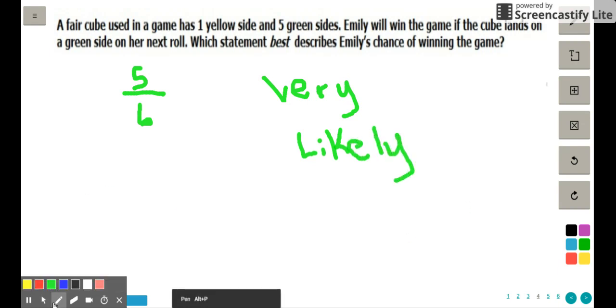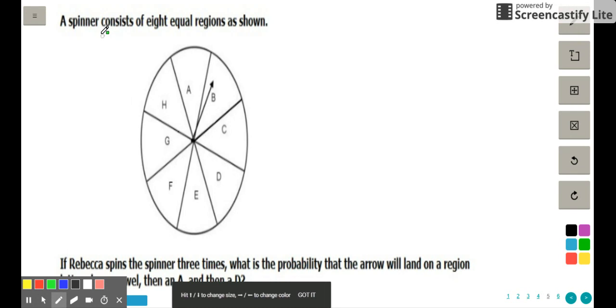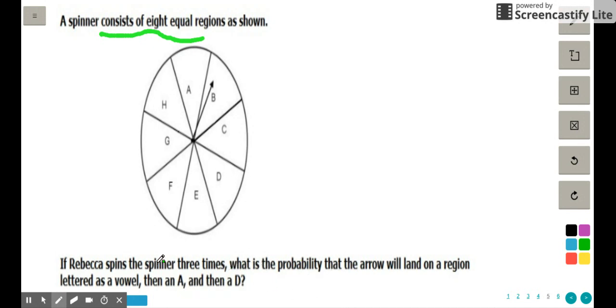All right. And then number 5. A spinner consists of 8 equal regions. Okay, so there are 8 equal regions. If Rebecca spins it 3 times, what's the probability that she'll land on a vowel? So A, E, I, O, U are the vowels. And so there are 2 vowels and 8 sections total.